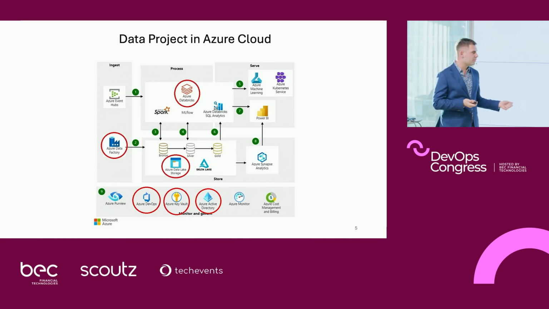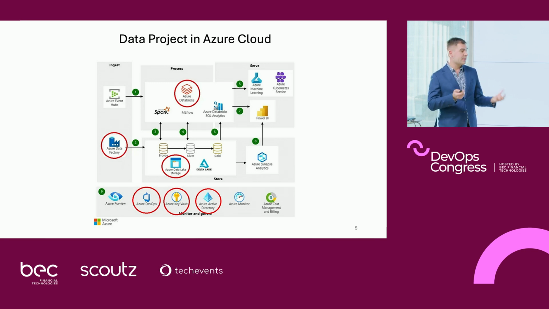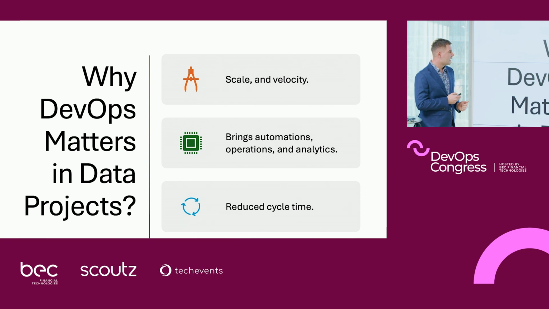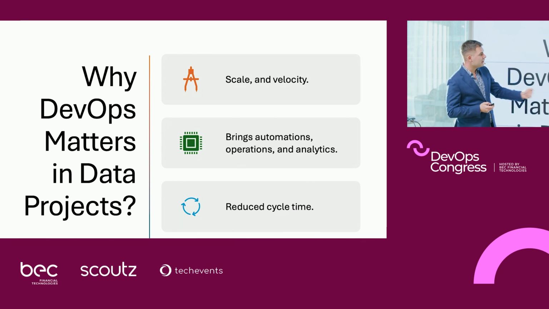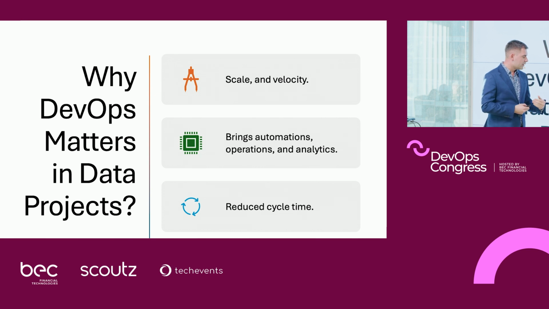So if you are a developer or DevOps, you are welcome in the data world. Because this is really crucial, since lots of data scientists don't have the ability to maintain CI/CD pipelines or something like that. Why does DevOps matter in a data project? So scale and velocity: we can quickly produce our code, it brings automation, and we have a better cycle time.